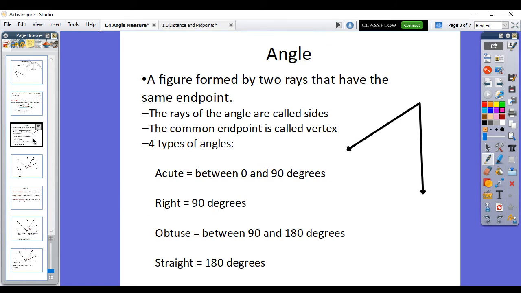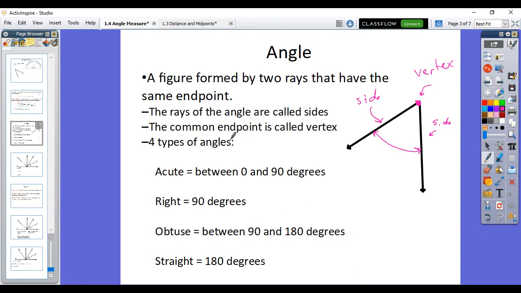So that's opposite rays. Now, an angle, like we said earlier, is formed when two rays have the same common endpoint. We call that the vertex. The rays of an angle are called sides. So this whole length right here and this whole length right here, each is a side. The common endpoint is our vertex. And what's inside, the space in between, determines what kind of angle it is.